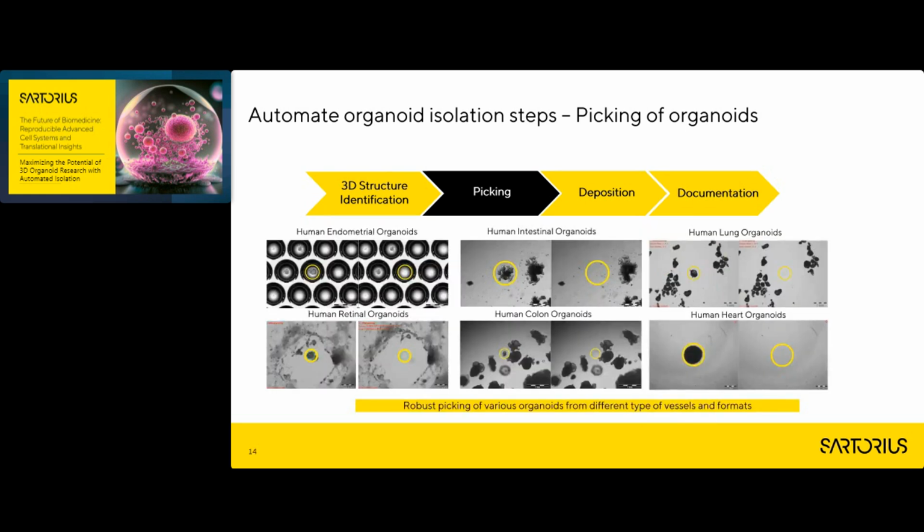Using Cell Selector Flex, organoid picking is a robust process where we can pick organoids from various formats of vessels. We can also pick various types of structures of the organoids without perturbing the structure itself. As examples of successful picking, here you can see an isolation of human endometrial organoids, human intestinal, lung, retinal, colon, or heart organoids. Here we have isolated them from either ultra-low attachment plates or biomatrix.